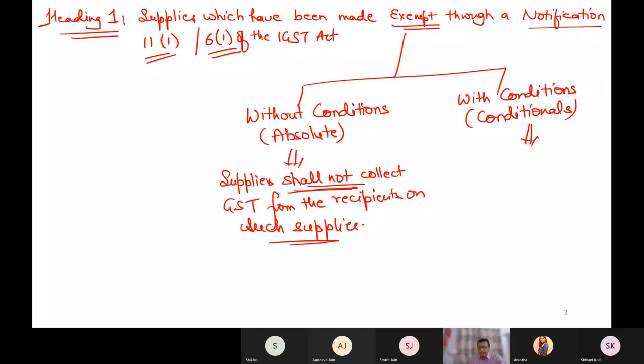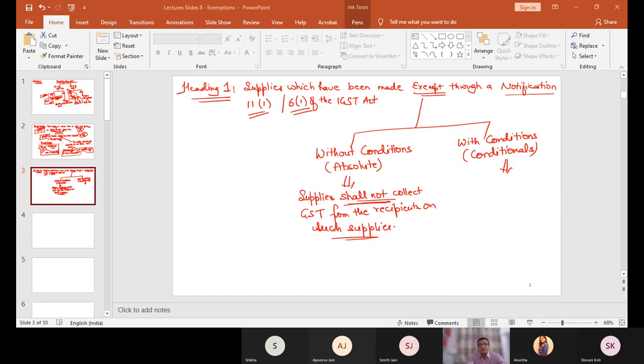Now let me show you an idea of that notification. It was the second notification of GST laws. Let me share that.